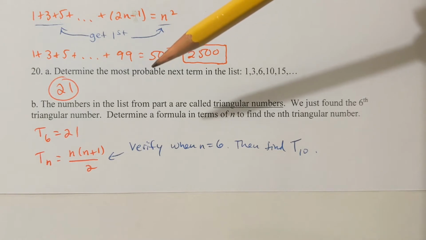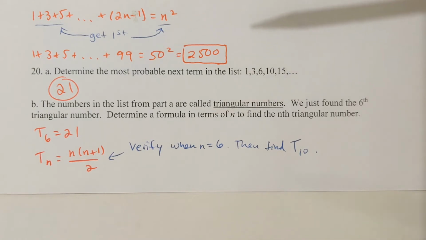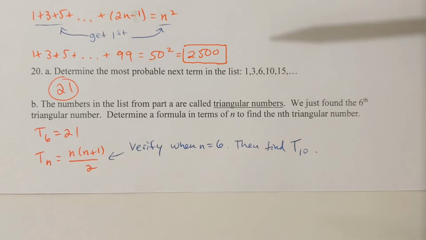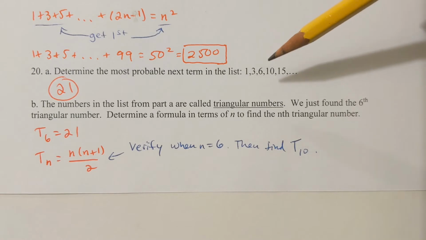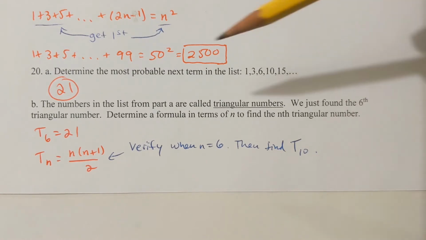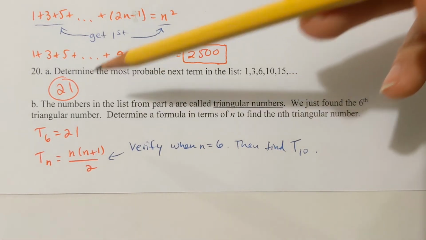The last thing in this section is some things about figurate numbers. Okay, and so problem 20, determine the next most probable term in the list. You've got 1, 3, 6, 10, 15. Okay, the next number would be 21.